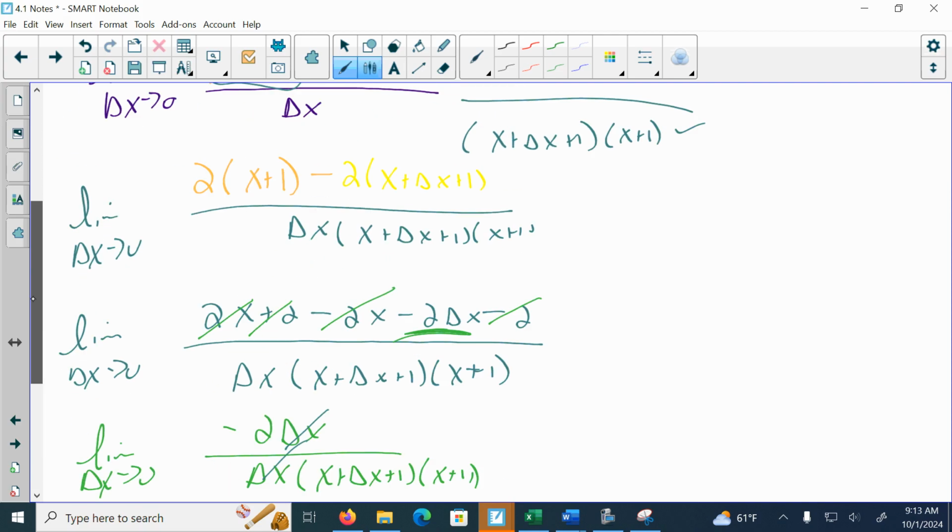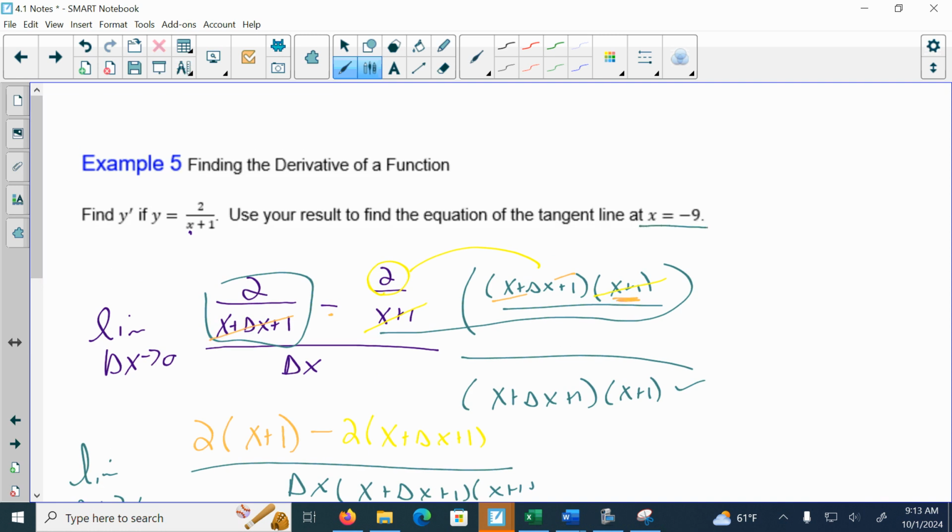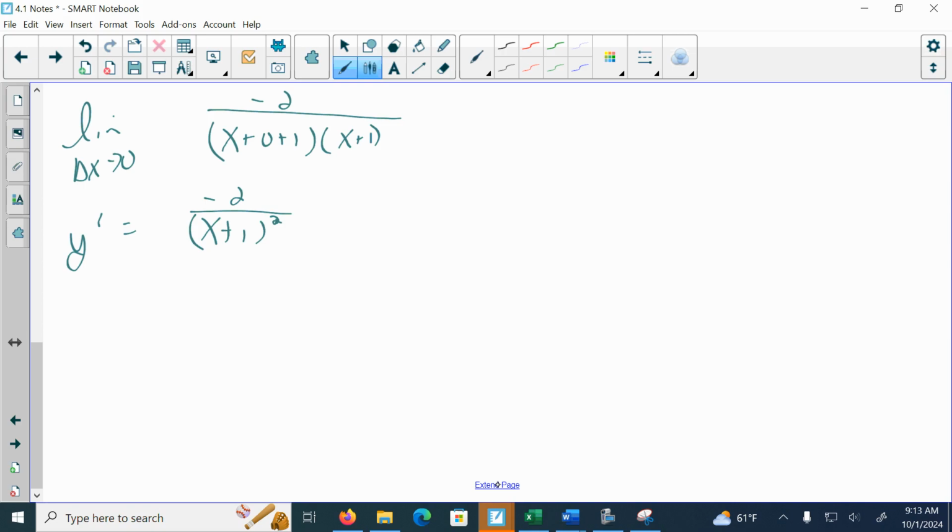And now I want to find the derivative at the point. Oh, it just has x equal to negative 9. Okay, well, I can do that first. So we find y prime at 9. That's going to be negative 2 over 9 plus 1 squared. So that'll be negative 2 over 10 squared. So that's negative 2 over 100. So that's negative 1 over 50. So that is my slope.